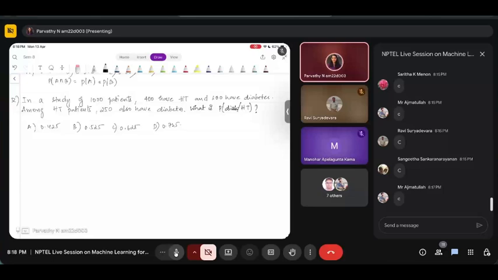So probability of diabetes equal to 1 given hypertension is equal to 1. Both are there. So given hypertension is there, what is the probability that someone has diabetes? So that we can write as joint probability divided by P of hypertension is equal to 1.